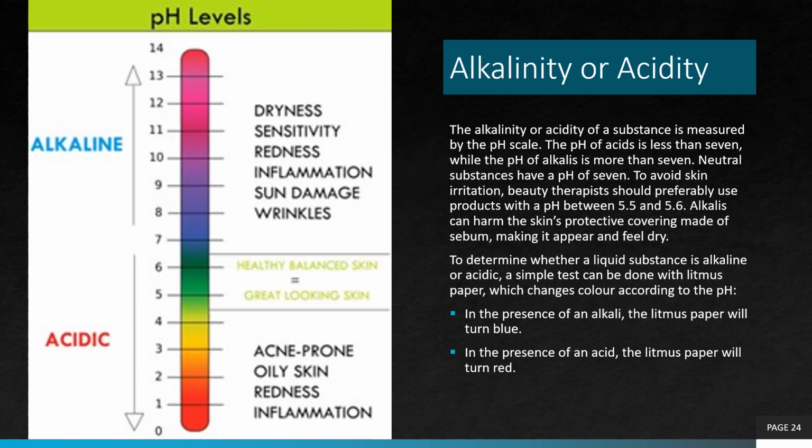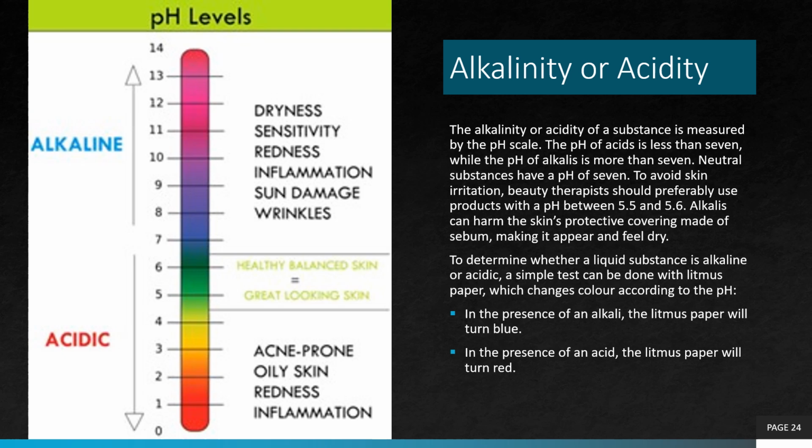The alkalinity or acidity of a substance is measured by the pH scale. The pH of acids is less than 7, while the pH of alkalines is more than 7. Neutral substances have a pH of 7. To avoid skin irritation, beauty therapists should preferably use products with a pH between 5.5 and 5.6. Alkalines can harm the skin's protective covering made of sebum, making it appear and feel dry.